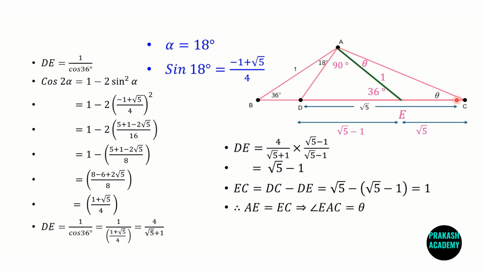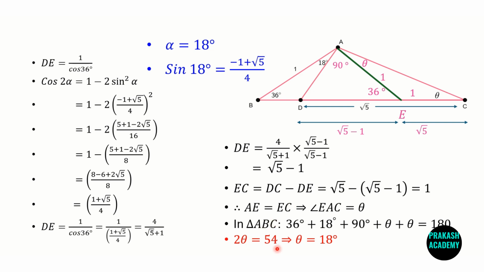Now if this distance is 1 unit and this distance is 1 unit, this means this triangle is an isosceles triangle. So this angle is theta and then this angle is also theta. So angle EAC is theta, because we have to evaluate this angle and this angle is also theta. So these two sides are 1 unit. Now in triangle ABC, I can again write that the sum of the angles is equal to 180 degrees. So 36 degrees, 18 degrees, 90 degrees and theta equals 180 degrees. So from here I get 2 theta is equal to 54 degrees. This means theta is equal to 18 degrees. So theta is equal to 18 degrees.